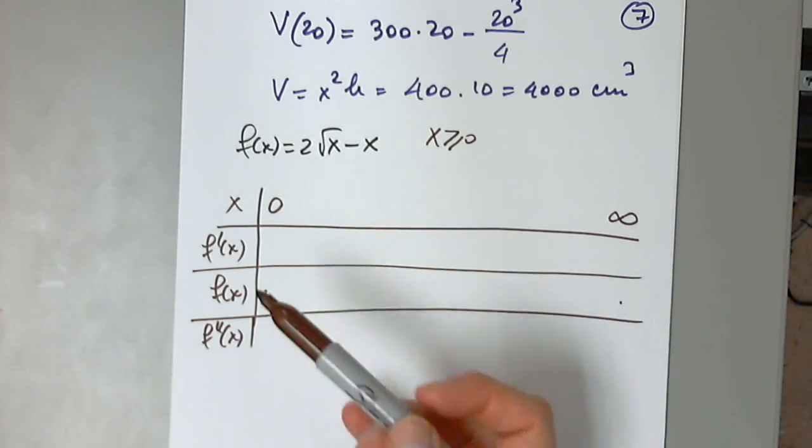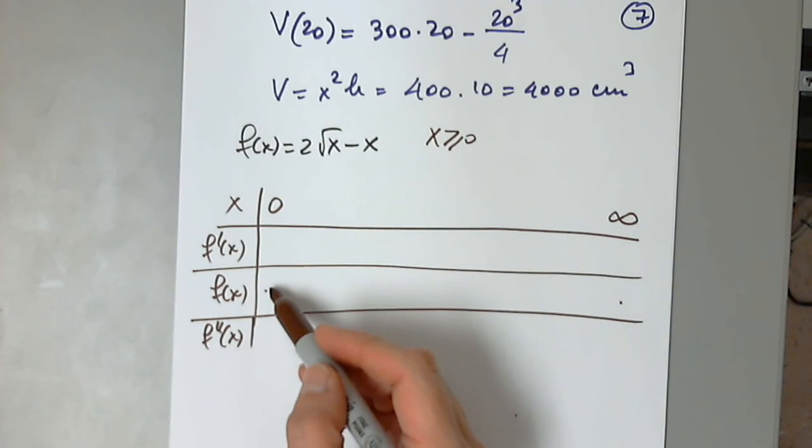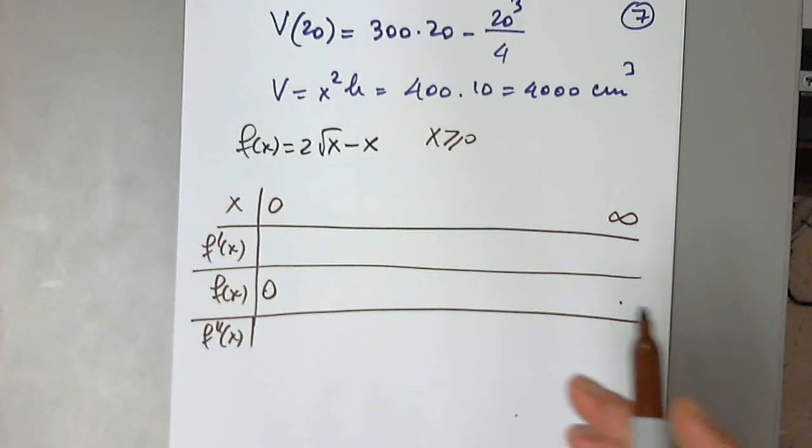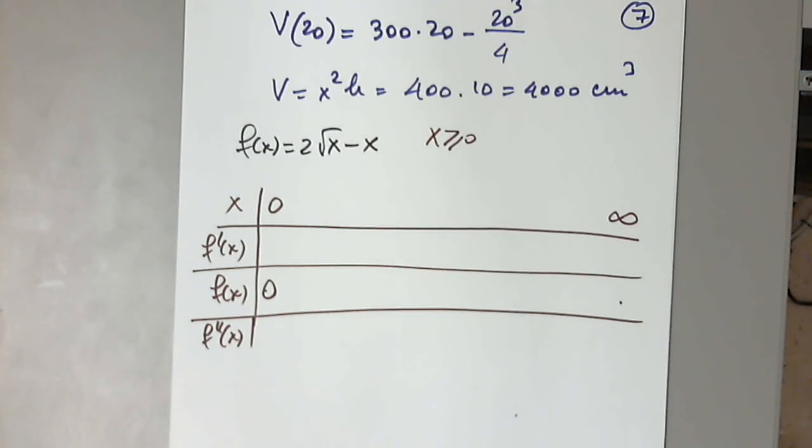So here there is no limit. When I plug in 0, what do I get? 0. Perfect. What about the limit? Careful here. Which of these two quantities is the most powerful one? X. Right. The square root of x or 2 the square root of x doesn't count. That quantity does not count when we talk about infinity. This one is the one that dictates.